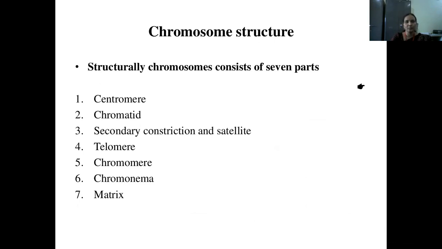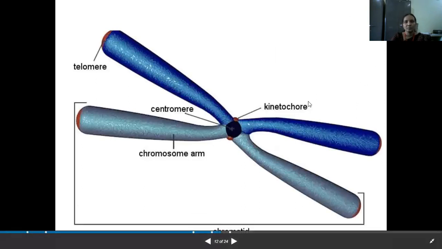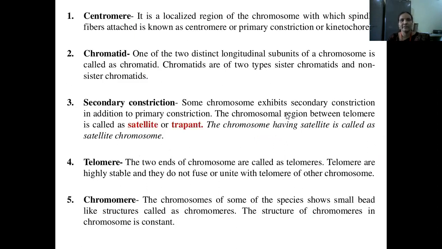It has centromere, chromatid, secondary constriction and satellite, telomere, chromomere, chromonema and matrix. So see the structure of chromosome. It is showing 2 arms, P arm and Q arm. The end point is said to be telomere, और दोनों आर्म को जो ज्वाइन करने वाली rounded body है it is said to be centromere, और उसके बाजू में जो small bodies हैं they are called as kinetochore. So one by one we will see the terms.